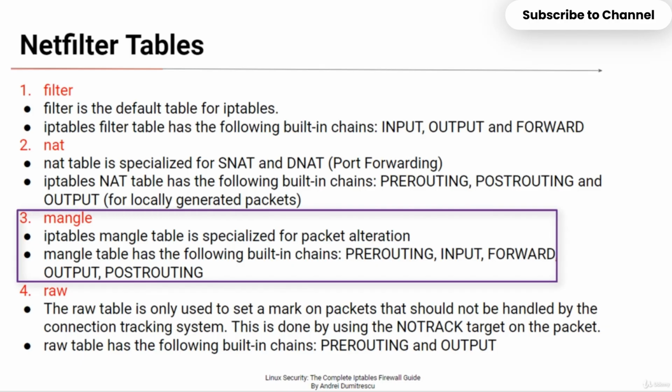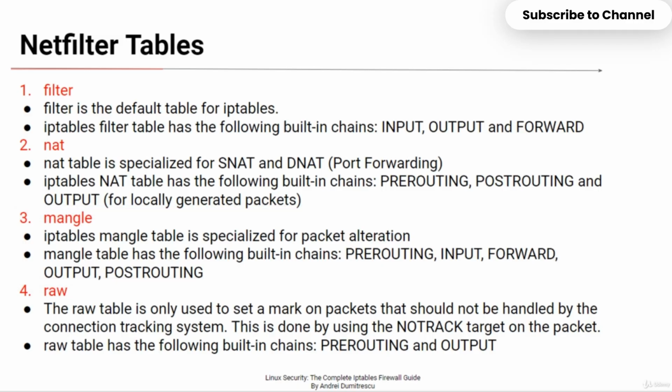The mangle table is specialized in packet alteration. For instance, we can modify fields in the IP header, like say type of service or time to live, by adding rules to the mangle table. The mangle table has the following built-in chains: pre-routing, input, forward, output, and post-routing. In fact, it can be used with all iptables built-in chains.